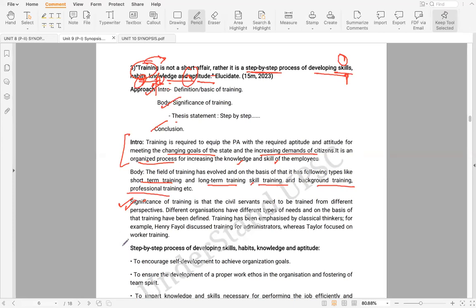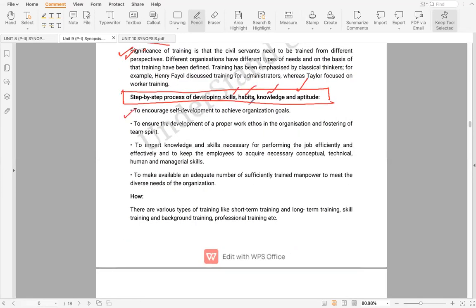Now we are directly hitting on the thesis statement, which is a step-by-step process of developing skills, habits, knowledge, and aptitude. To encourage self-development, to achieve the organizational goals, to ensure the development of a proper work ethos in the organization, fostering of team spirit, to impart knowledge and skills necessary for performing the job efficiently and effectively, and to help the employees acquire necessary conceptual, technical, managerial, and human skills, to make available an adequate number of sufficiently trained manpower to meet the diverse needs of the organization. The new innovation that you can bring about in the answer is how to achieve this.